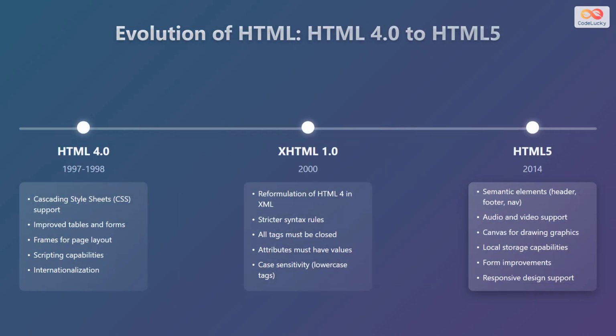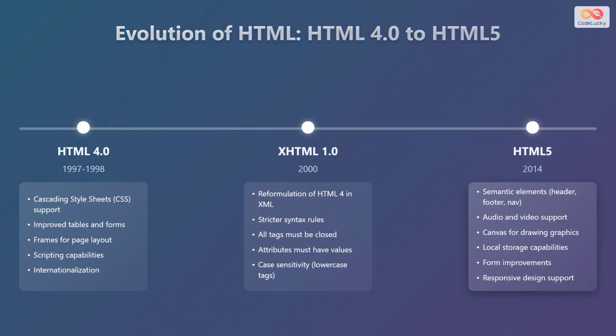Continuing with the evolution of HTML, between 1997 and 1998, HTML 4.0 brought cascading style sheet support, also known as CSS, improved tables and forms, frames for page layout, scripting capabilities, and internationalization. In the year 2000, Extensible Hypertext Markup Language 1.0, or XHTML 1.0, was introduced as a reformulation of HTML4 in extensible markup language, or XML, with stricter syntax rules, requiring all tags to be closed, attributes to have values, and case sensitivity for lowercase tags.